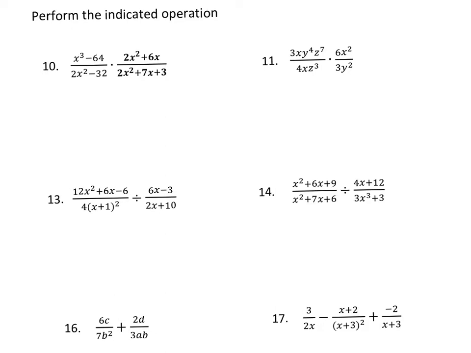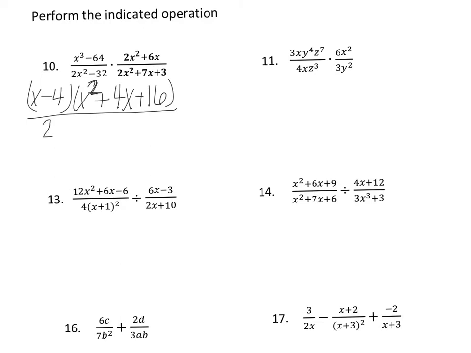So we're going to follow the same steps. Step 1, factor everything, and then we will divide out our common factors. So x cubed minus 64 is a difference of cubes again. X minus 4, a minus b, then a squared, plus ab, that's 4x, plus b squared is 16.